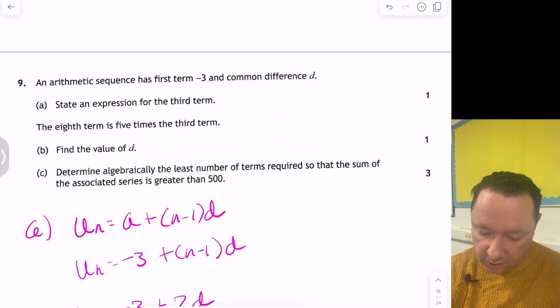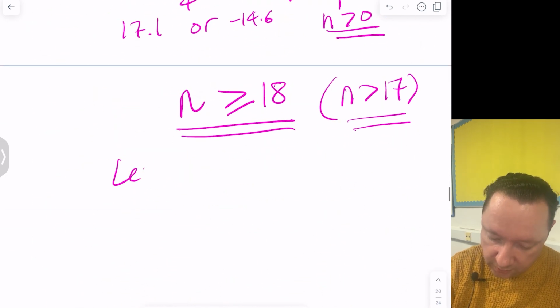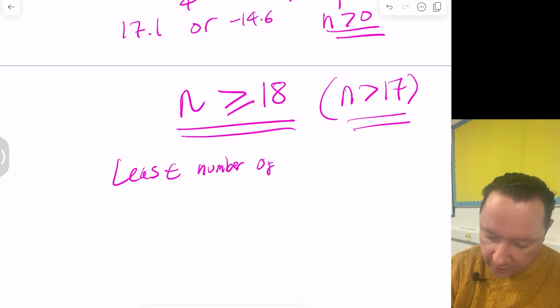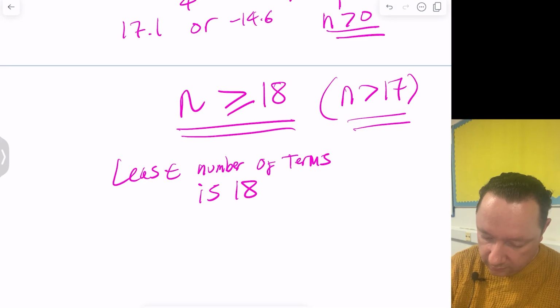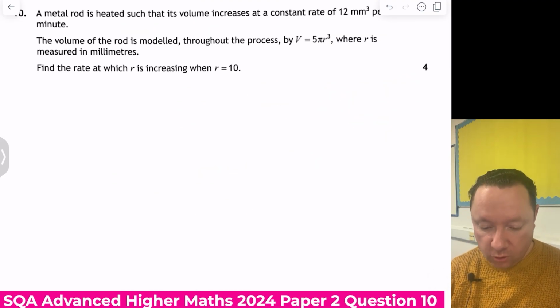So to answer the question, determine algebraically the least number of terms required so that the sum of the associated series is greater than 500. Least number of terms is 18. It's not 17. And we're done there.